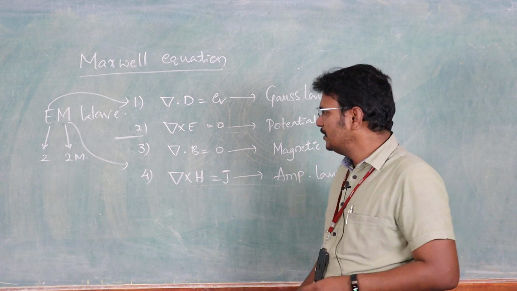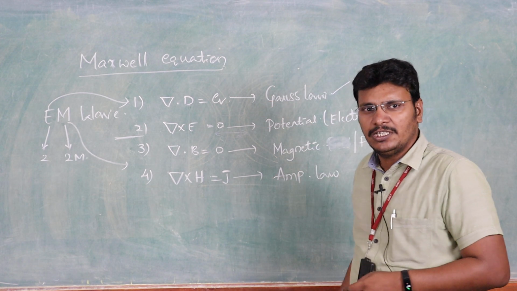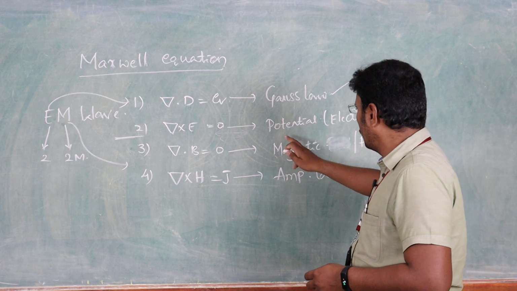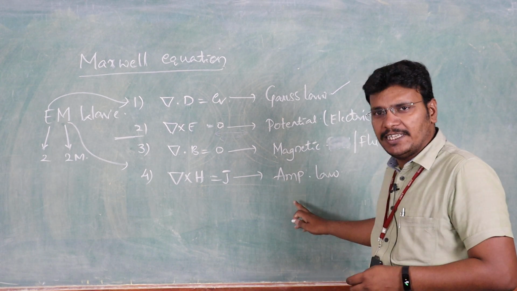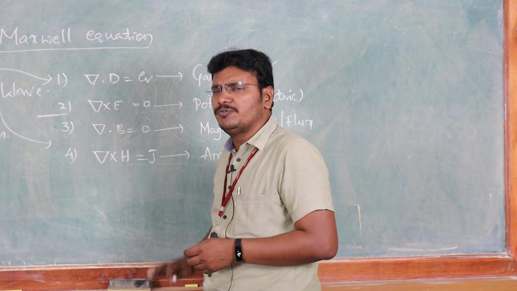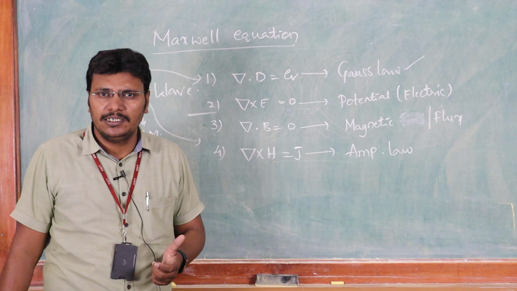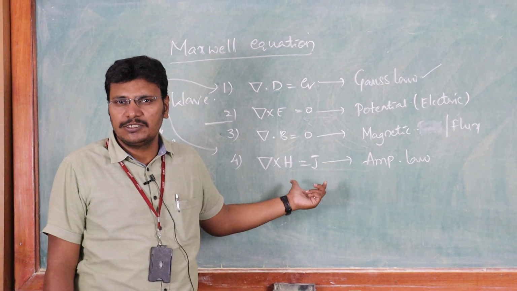Okay, so now these are the 4 equations. How we are deriving these 4 equations is like this: Gauss law, potential, as well as magnetic flux, and the last one is Ampere's law. Now see here, if you observe these 4 equations, these are the static Maxwell equations.